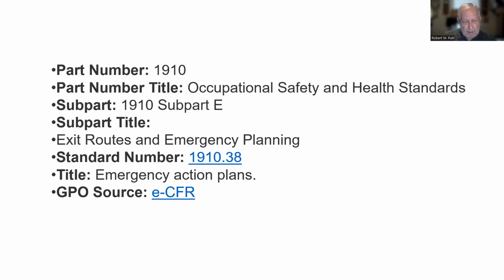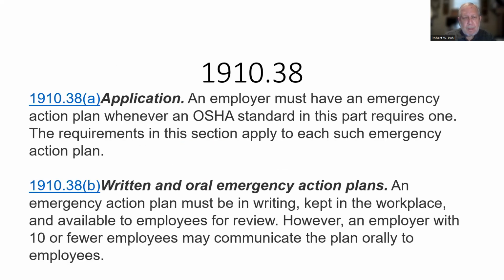There we go. 1910.38, and this is called emergency action plans. So an employer must have an emergency action plan whenever an OSHA standard in this part, which means 1910, requires one. The requirements in this section apply to each such emergency action plan. Now, what they're saying is this isn't required unless there's an OSHA standard that says you need one. And I know that one standard, 1910.119, process safety management, does require it. And they'll require you to have this. But I think it's a good idea to have one anyhow, even if you're not required, because this makes a lot of sense.